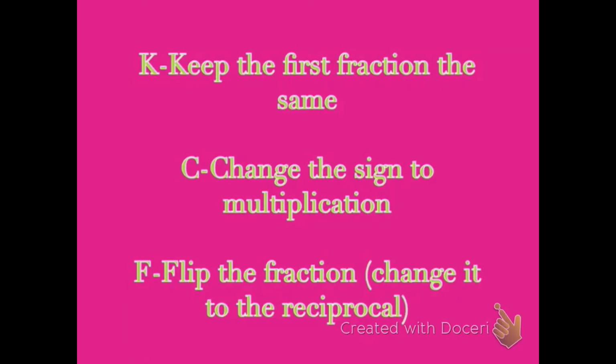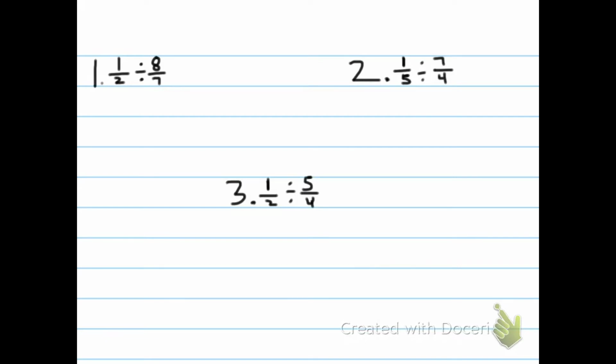The steps to dividing a fraction are K, keep the first fraction the same. C, change the division sign to multiplication. And then F, flip the fraction, or you could think of it as changing it to the reciprocal. So you could think of it as keep, change, flip. So for number 1, we keep this fraction. We change the sign to multiplication, and then we flip this fraction right here.